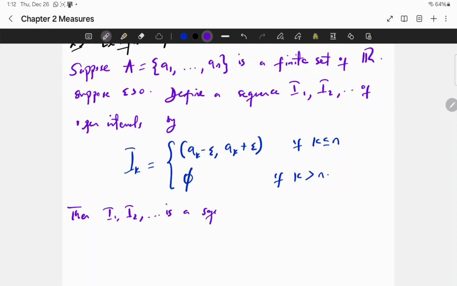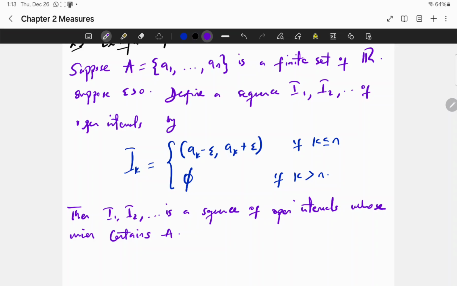It is a sequence of open intervals whose union contains A.